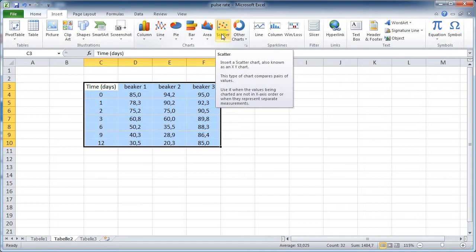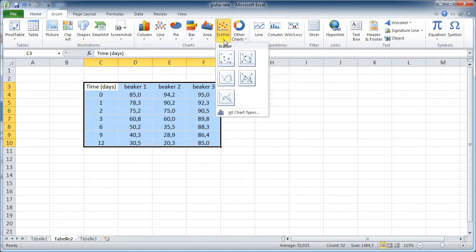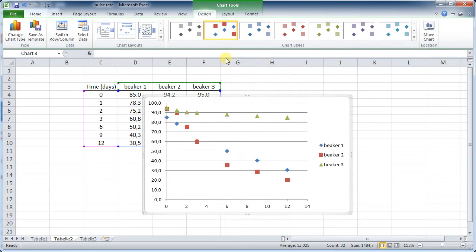Some Excel versions call this XY diagram or XY plot diagram. It says here XY chart. If you read the little text box, it says scatter, insert a scatter chart, also known as an XY chart. So you have to use this one here, and now, if you want to, you can also indicate points. But don't do that. Just plot the markers, only plot the points. And now the following will happen.